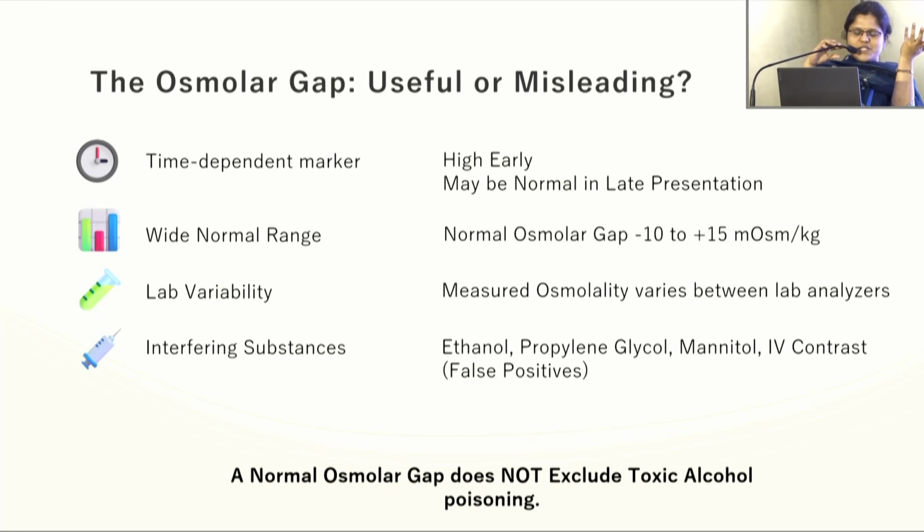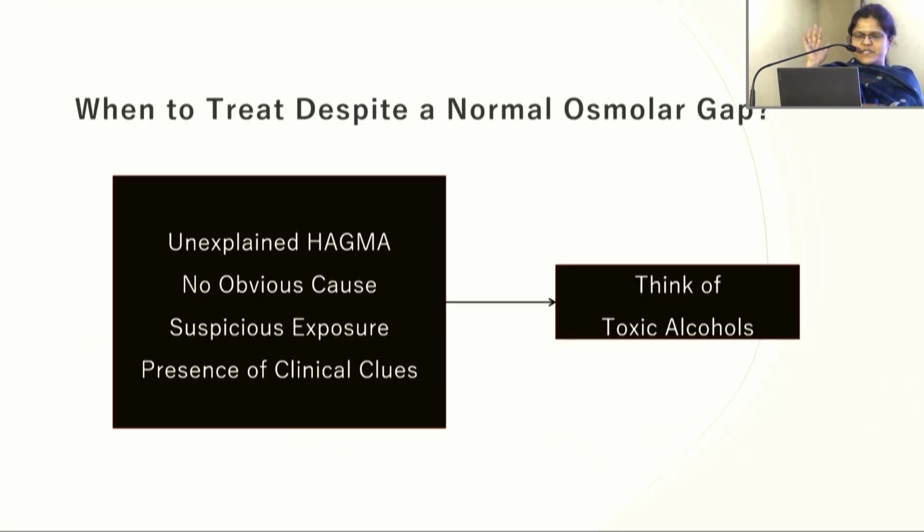And then lab variability is also there. That is, measured osmolality varies between lab analyzers. And ethanol, propylene glycol, mannitol, IV contrast, and some other interfering substances can cause false positive results of increased osmolar gap. So a normal osmolar gap as well as a normal anion gap does not exclude toxic alcohol poisoning.